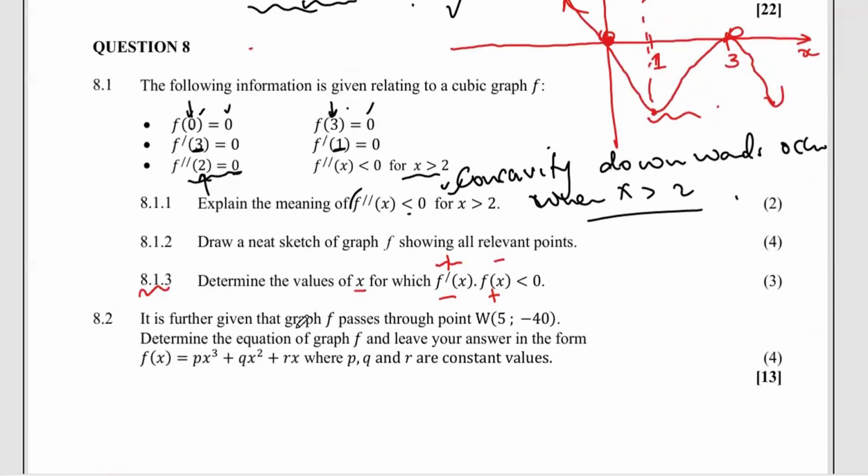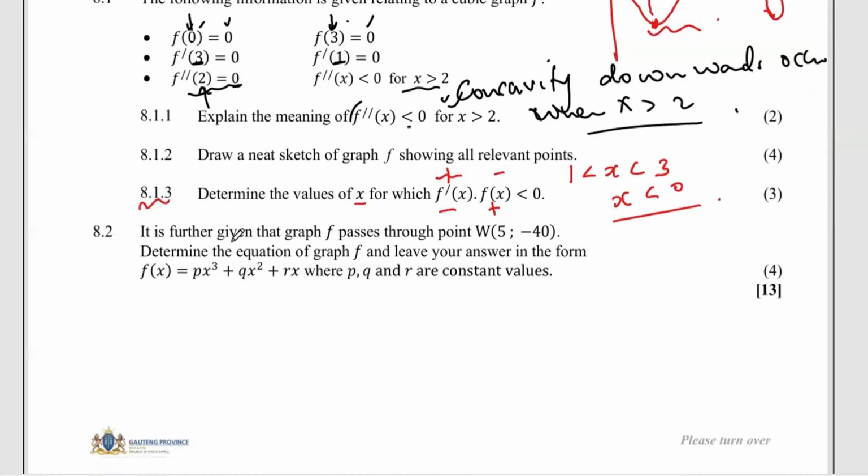So where do we find the graph to be increasing, but below the x-axis? So it's increasing from here up to here, so 1 up to 3. So I can say 1 is less than x is less than 3. And then where do we find the graph to be decreasing, but above? So it's decreasing from this point if it's above, meaning that x needs to be less than 0. Okay, so that is what I would have obtained in that format.